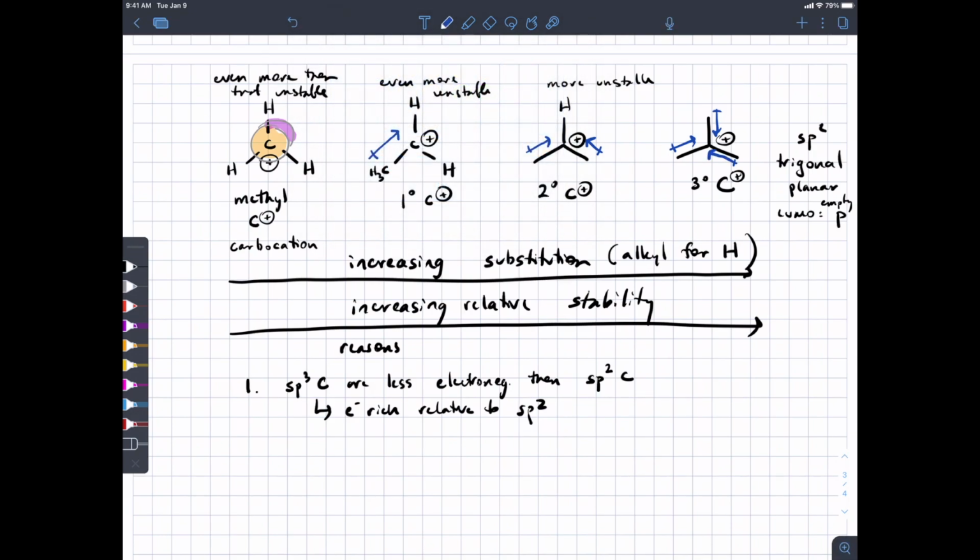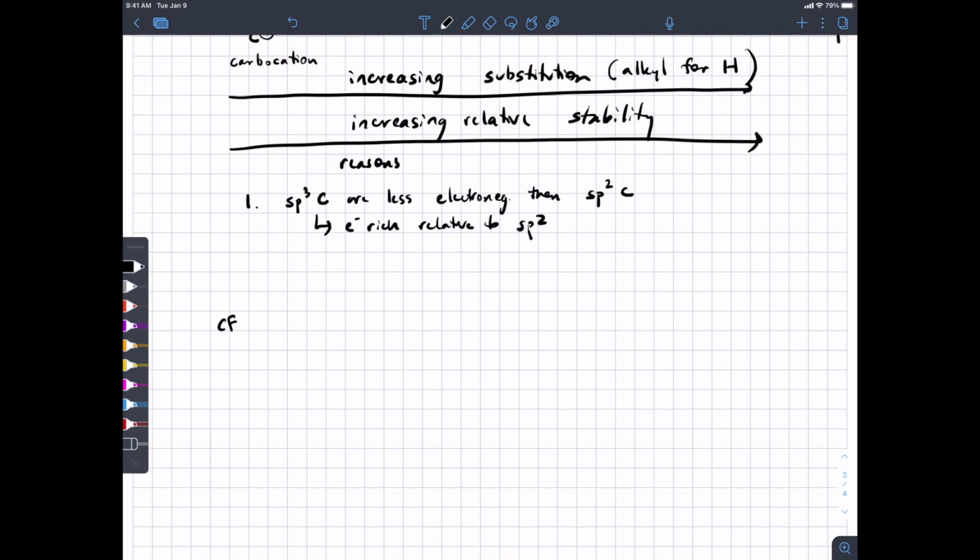Now, you've heard of inductive electron withdrawal, which was how we rationalized why trifluoroacetic acid was more acidic than regular acetic acid. The reason is these nearby carbon-fluorine bonds were pulling electron density away from the carbon, which was in turn pulling electron density away from the next carbon, which was in turn pulling electron density away from the oxygen. Same thing here, only it's donation of electron density instead of withdrawing of electron density.